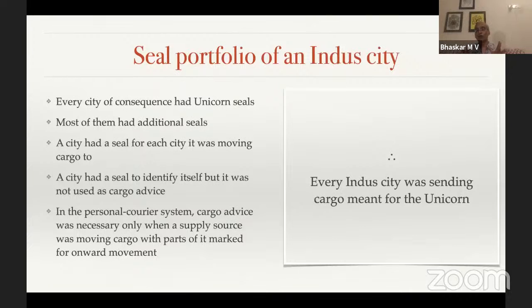From this, what we also understand, which is the conclusion that I place on the right, is therefore every Indus city worth its salt was sending cargo meant for the unicorn country, or the unicorn territory, or the unicorn city, or Mesopotamia, as I claimed earlier, for which I have still not offered a logical reason, which we will discover. So that is how it transpires in the personal courier. That is how the seal portfolio of an Indus city is likely to be.